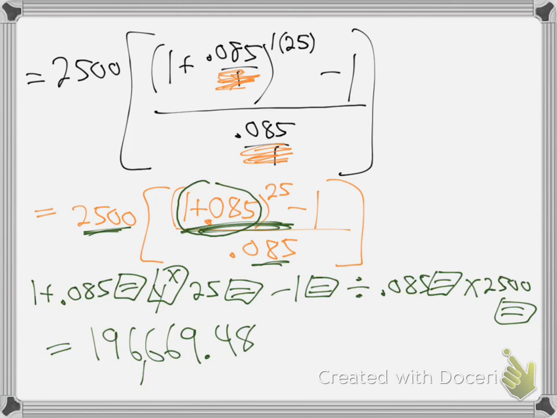196,669.48. What is that? 190,000. Look at that. Wow. Almost $200,000 saved up. He just put away $2,500 every year for 20 years. So how much money did he actually take out of his account?